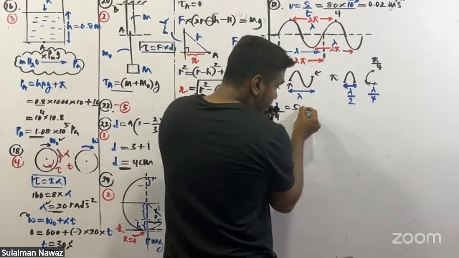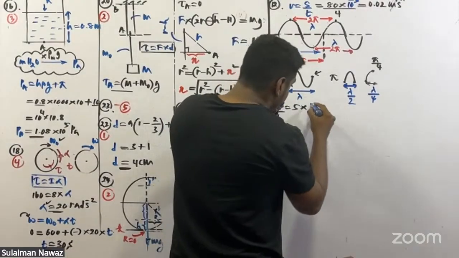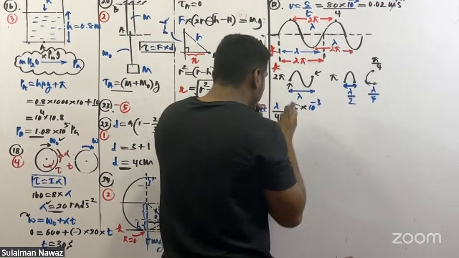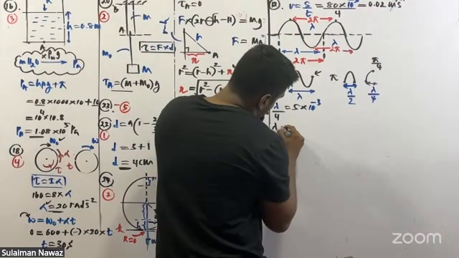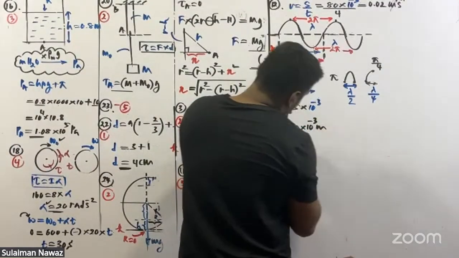If you want to convert 5 millimeters to meters, multiply by 10 to the power minus 3. Then what is lambda? Lambda is going to be 20 times 10 to the power minus 3 meters. Okay, I found the wavelength.